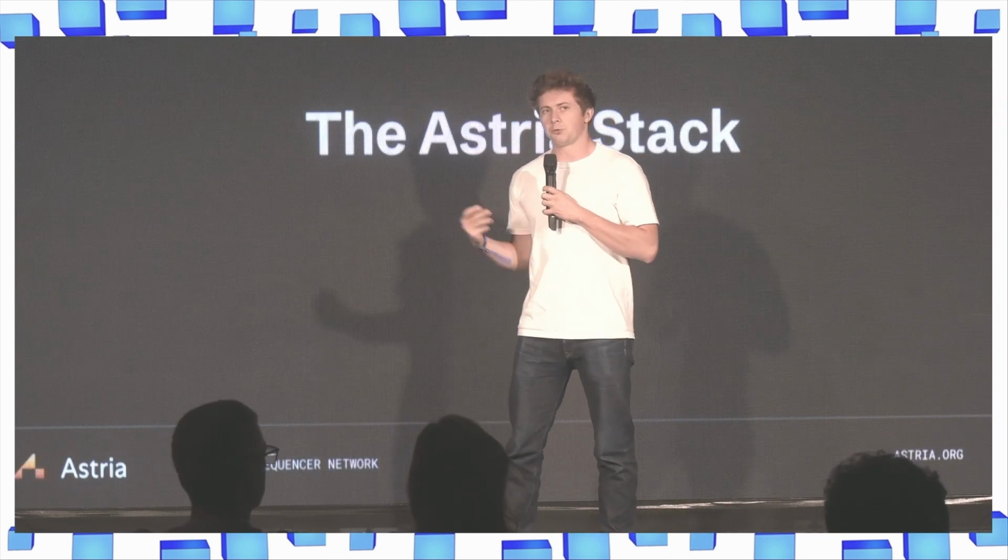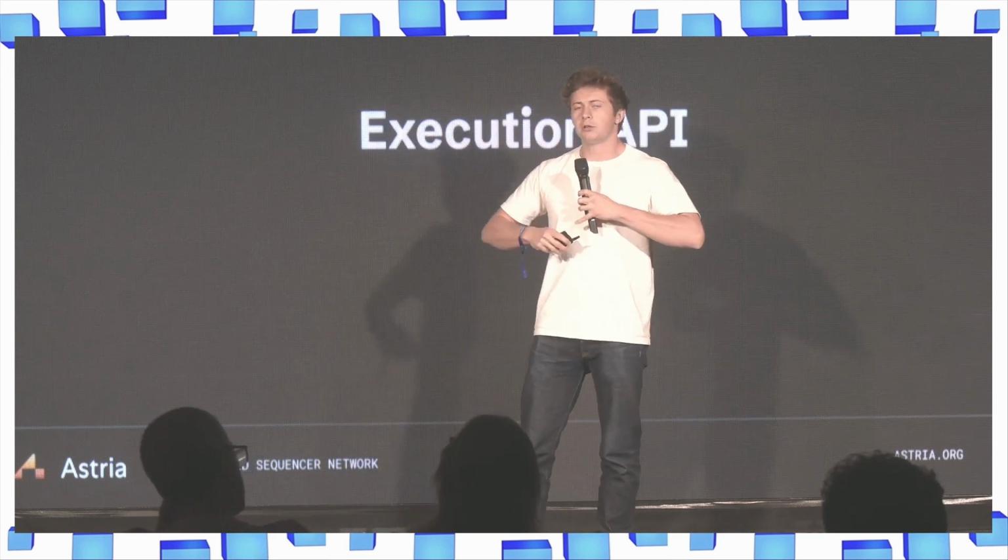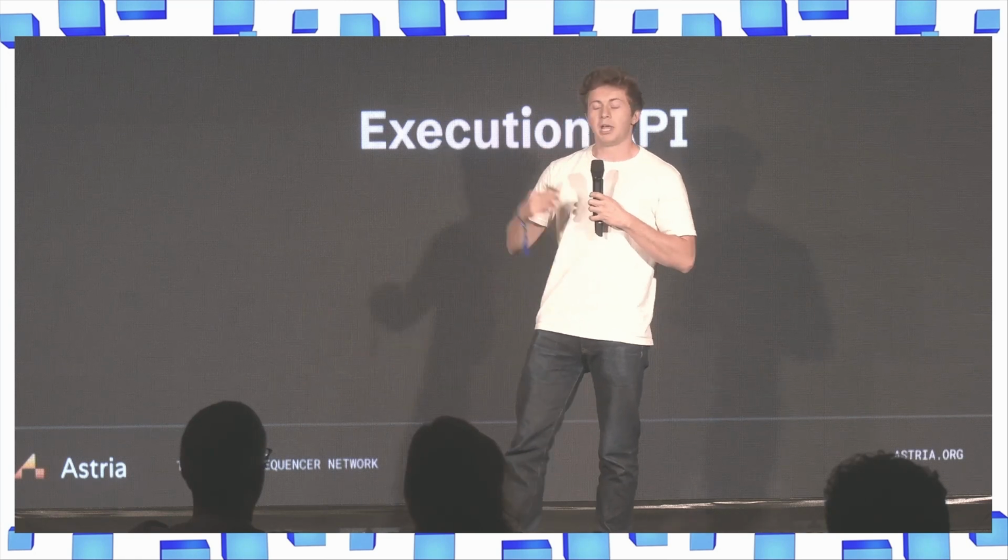We've also made the Astria stack, which fundamentally is what powers Forma. And what do we mean by the Astria stack? We mean fundamentally things like the execution API. This is an API we've made. It's a gRPC, protobuf API. And it is what rollups use to integrate with Astria. And we made this as an alternative to something like ABCI or something like Ethereum's Engine API.